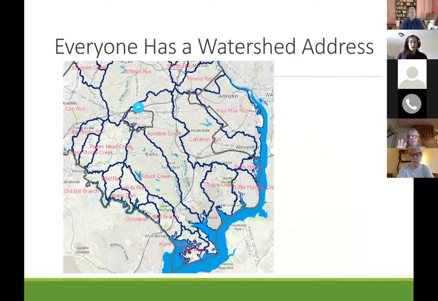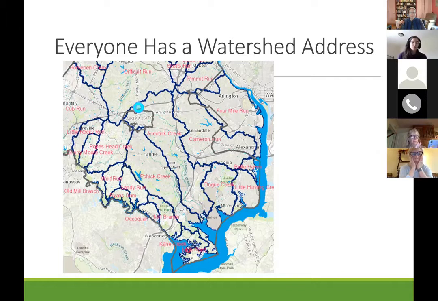So everyone's got a watershed address. Here's an example, a map again. For the most part, this is the Fairfax County area, Arlington, City of Alexandria, Fairfax City included. So it shows the breakdowns of where those watersheds are.